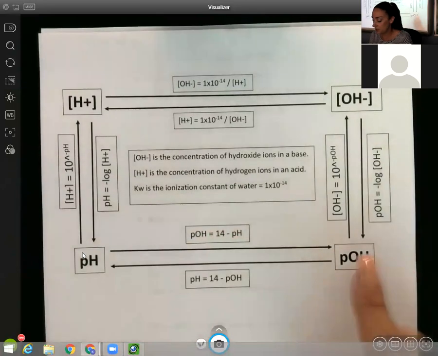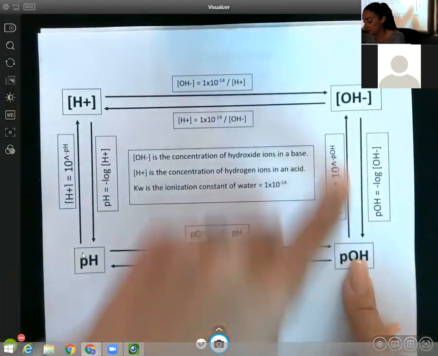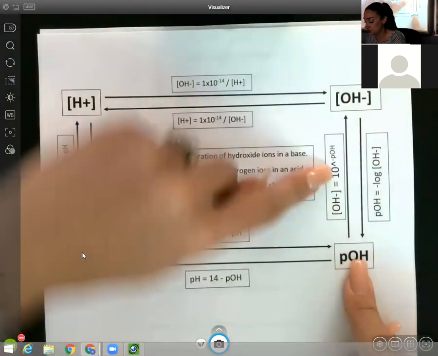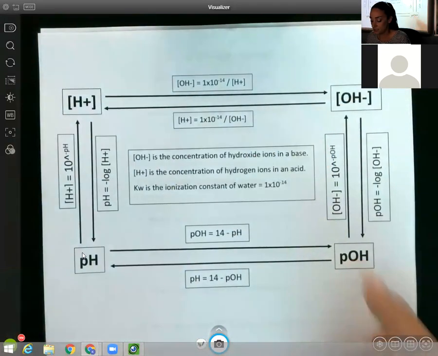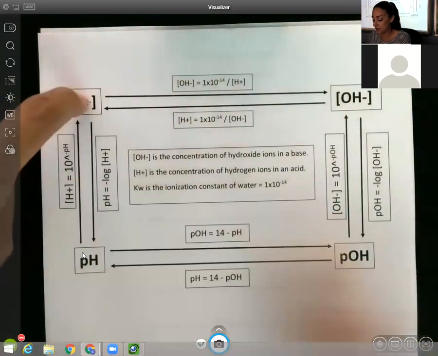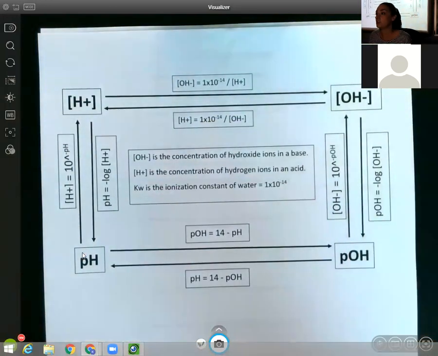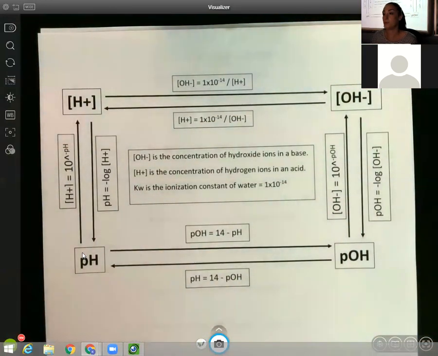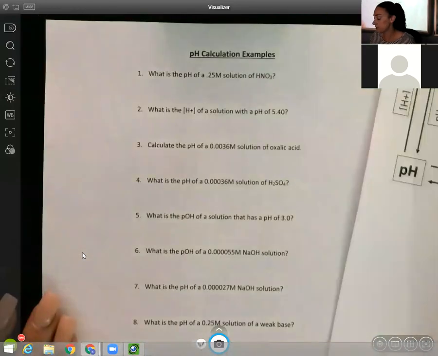If you know the pOH and you're trying to figure out the OH, you're going to be going in the upward direction. And so you would use this equation, 10 raised to the negative pOH, okay? For instance, if you're going from here to here, you can go down and across, or you can go across and down. So there are different sets of equations that you can use depending on what information you're starting with and what information you're trying to end up with from the question. So we're going to do 10 examples so you can get familiar with using that chart.